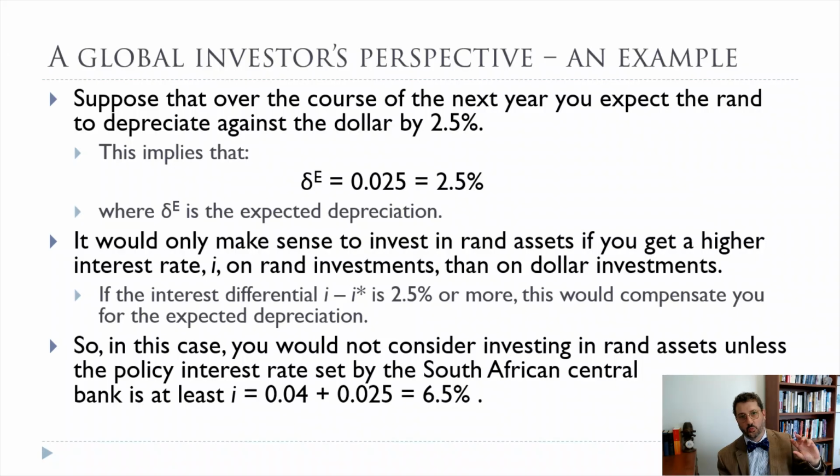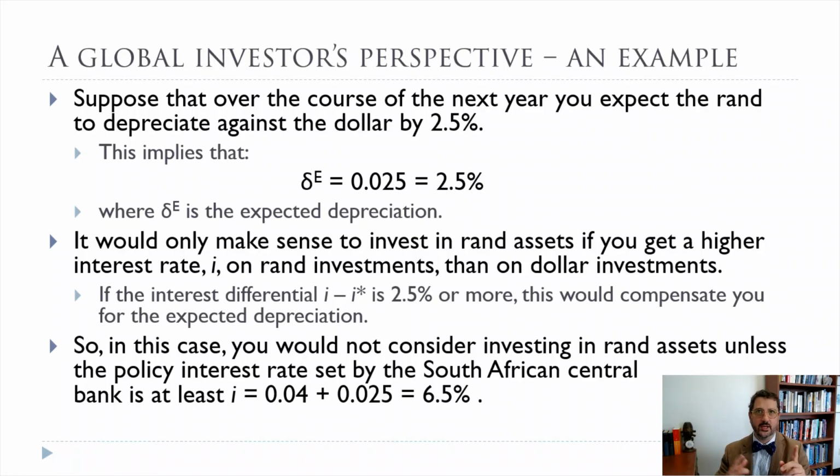And so what we mean by equilibrium is that the depreciation must be equal to the difference between the US bond and the South African bond. In this case, if we expect the depreciation to be 2.5%, that makes sense, because then the interest rate for the South African bond has to be the interest rate of the US bond, which is 4% down here, plus the change in the currency, which is 2.5%. So that gives us our 6.5%.